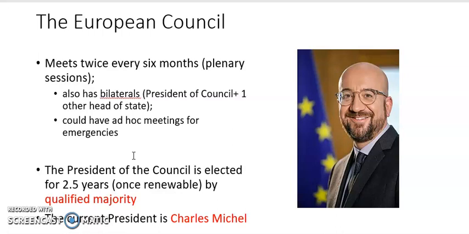The president of the council is elected for a term of 2.5 years, and the term can be renewed once. The voting is done by qualified majority. I'll explain that in a minute. The current president of the European Council is Charles Michel. Okay, Belgium.